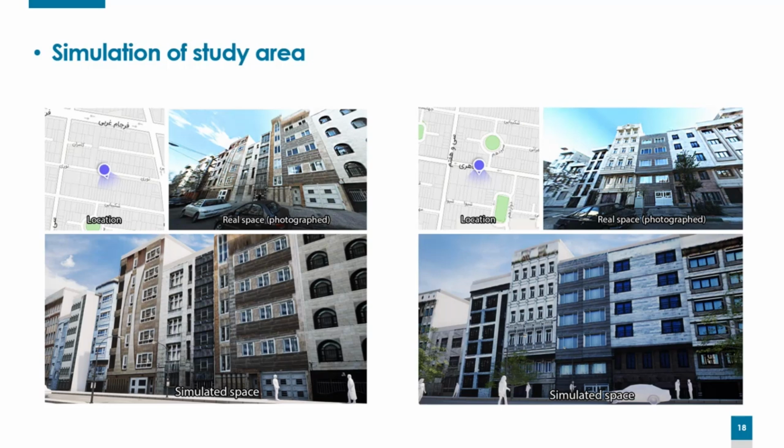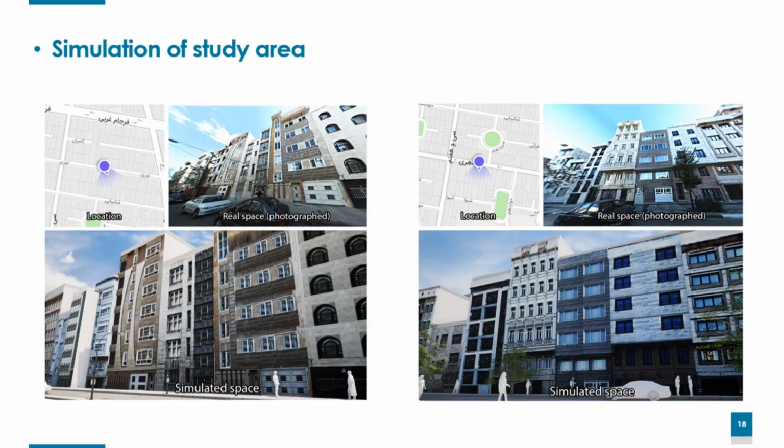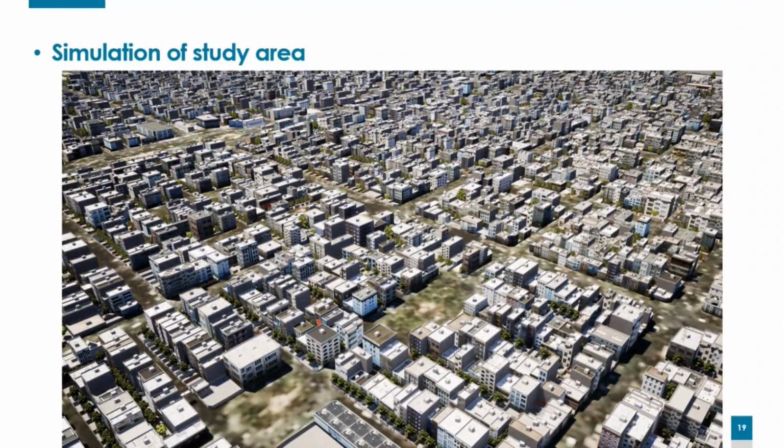As you can see, the facades simulated in the lower section of the slide, which were modeled in CityEngine, closely resemble the real-life facades of the neighborhood. In this view, we see a comprehensive simulation of all building lots within the Narmak neighborhood. The model accurately reflects the structure and layout of the entire area, with detailed 3D representations of the buildings.